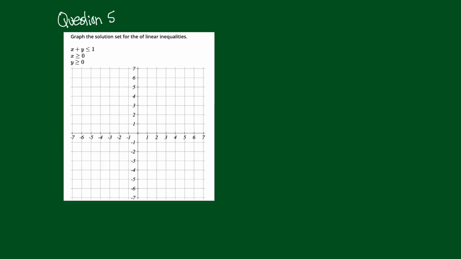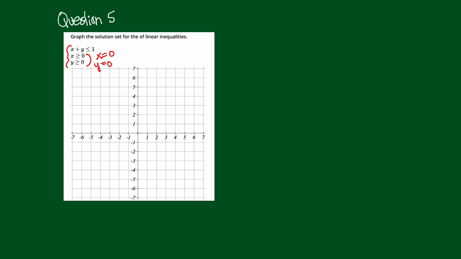Question 5 has us graphing, finding the solutions to that set of inequalities. So I've got a system of inequalities. Now, let's look at these 2 right here. The boundary line here is x equals 0, and this boundary line is y equals 0.